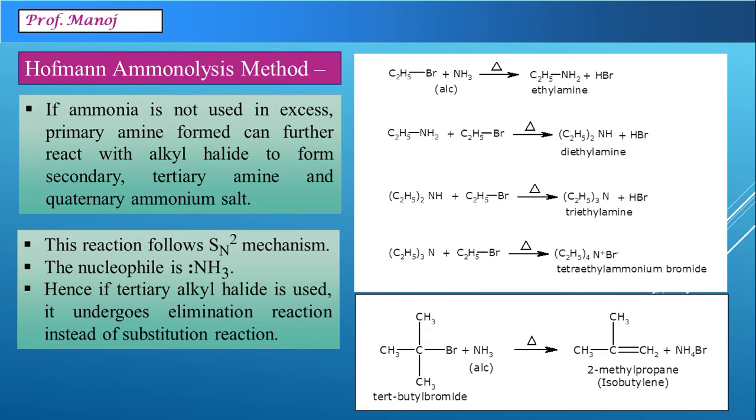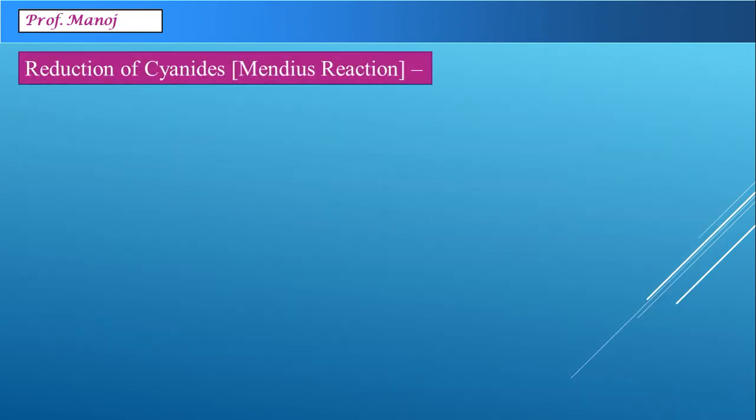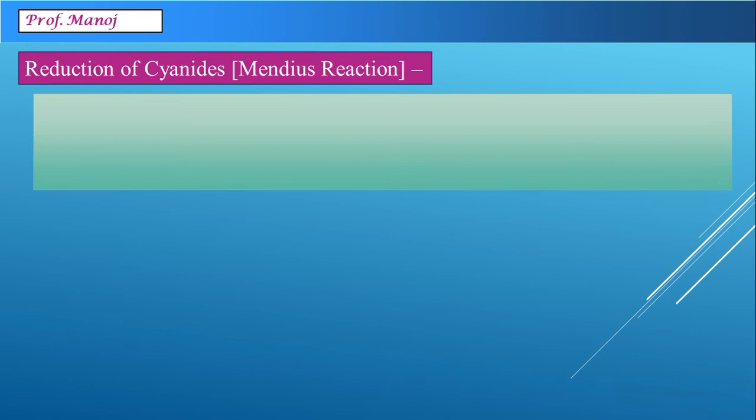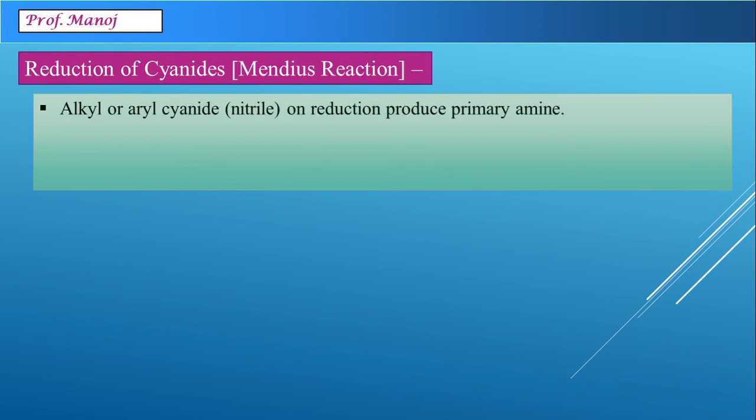Let us now take some better methods than Hofmann ammonolysis method. One of the most popular methods is called Mendius reaction. Now in this Mendius reaction, we are using alkyl cyanides. Now here the method can be imagined this way. When you take an alkyl or aryl cyanide, they on reduction produce primary amine. Cyanides are also known by the name nitriles.